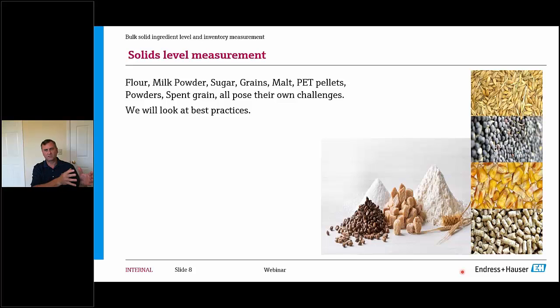What type of silo or bin do I have it in, and what is the product? So there are two aspects to look at there. And we'll give you a couple of examples here. For sure, we won't be able to cover everything, but we'll give you a guide and a rule of thumb. What would be my first step in certain situations here?